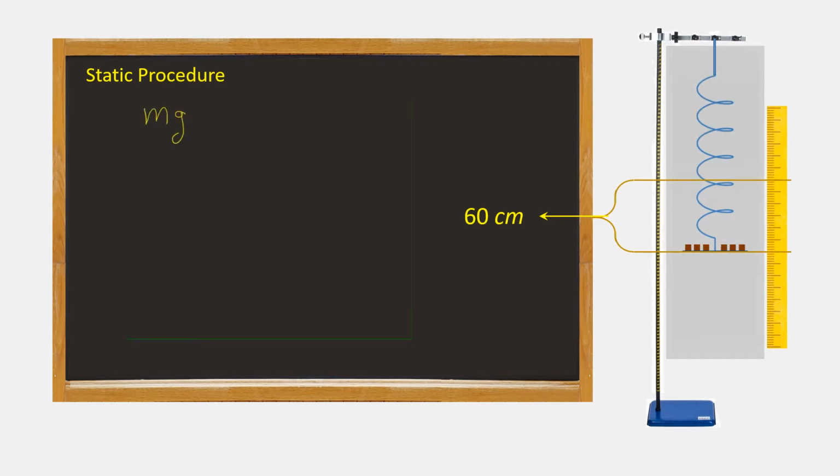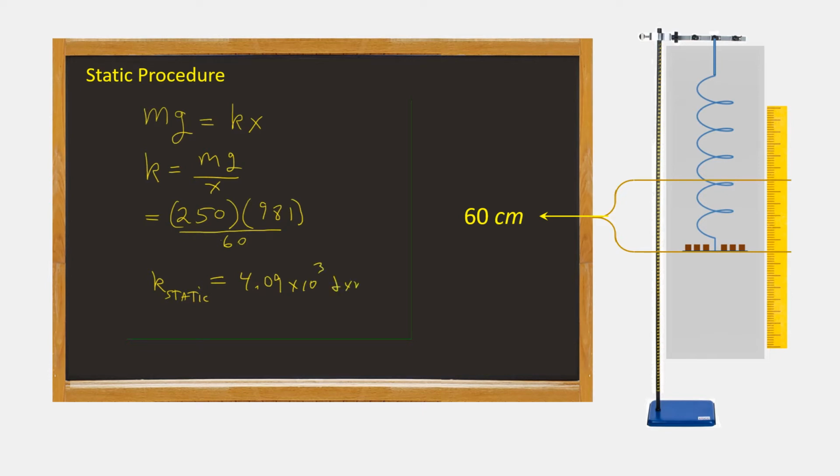So the essential idea is the weight mg equals the spring force K stretch, kx. So K is the weight over the stretch, right? So if we take 250 grams, which is the 5 blocks, times g, 981, divided by 60 centimeters, we get K static is 4.09 times 10 to the third dynes per centimeter. Okay, so we're working in the CGS family: centimeters, grams, seconds, force in dynes.